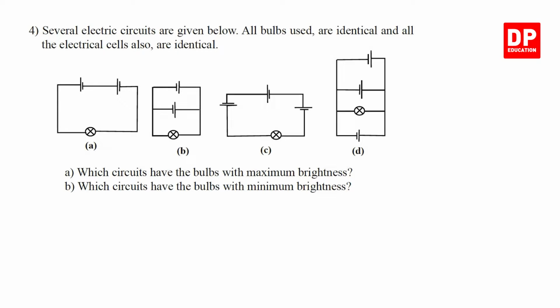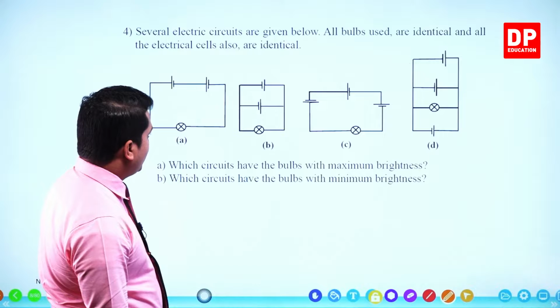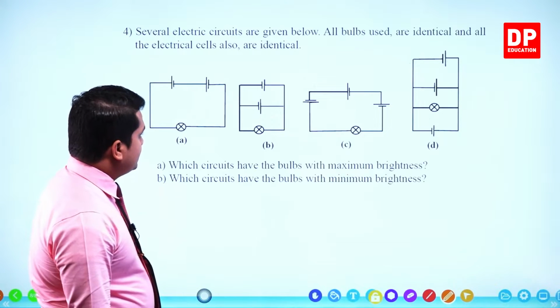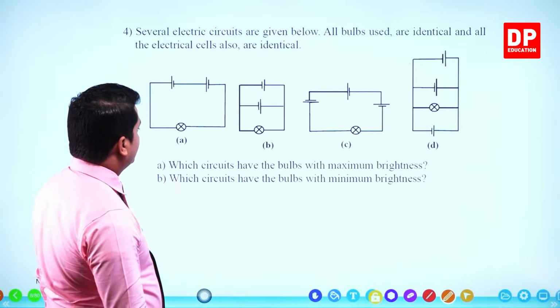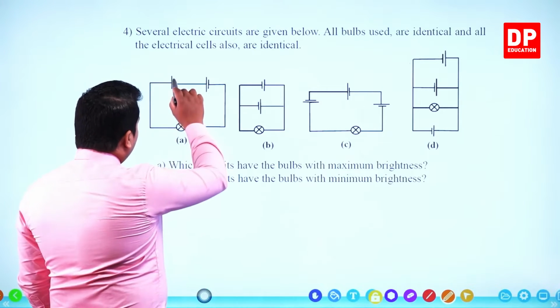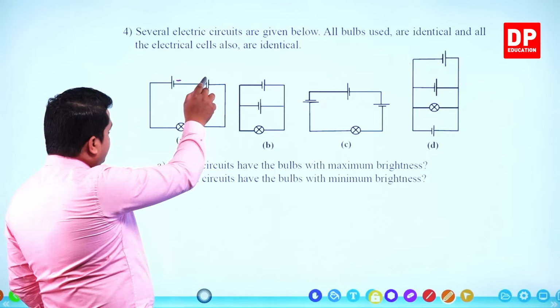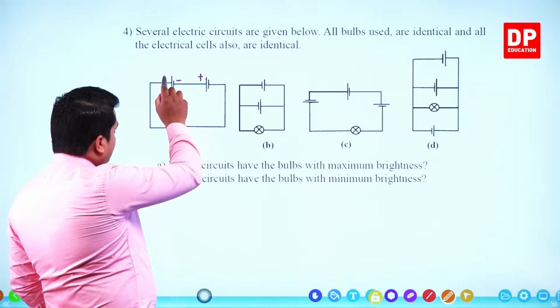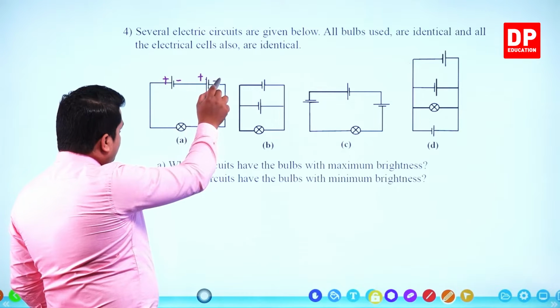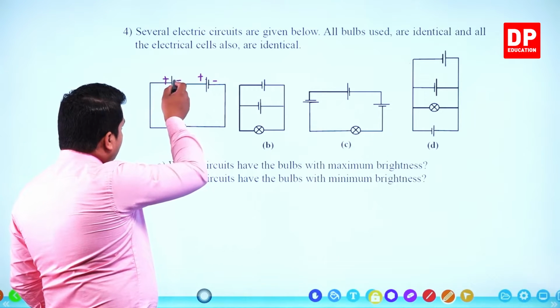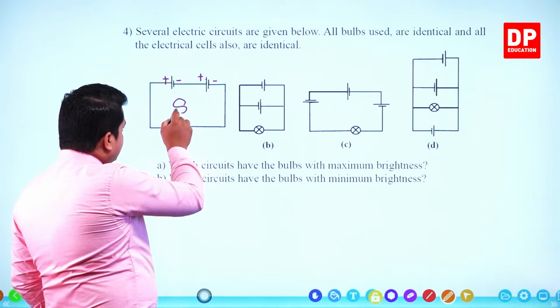Several electric circuits are given below. All bulbs used are identical and all the electrical cells are also identical. Okay, so let's see whether these things are series or parallel first. This one. Here, this one is the shorter one, this is negative. This is the lengthier one, this is positive. Lengthier one once again positive, shorter one negative. So negative with positive, series.